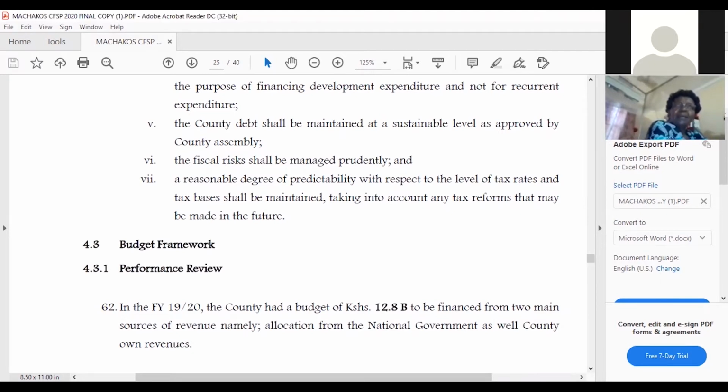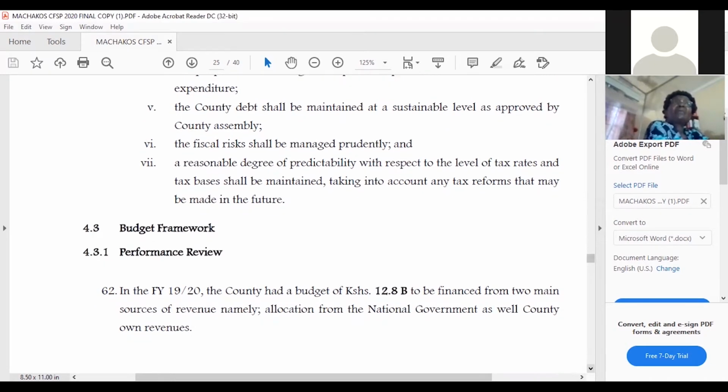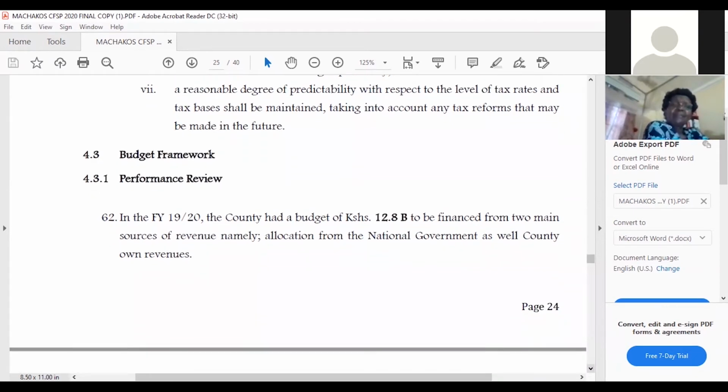Okay. So let me ask Violet, just before you move on. Can the county government borrow externally? Yes, it can. Like now, can the county government borrow money from the European Union? Well, it can, but it has to consult the national treasury when it is doing that, so that at least they are notified.